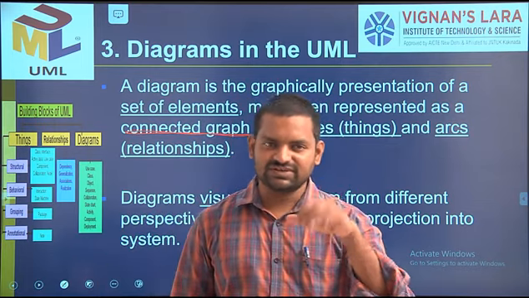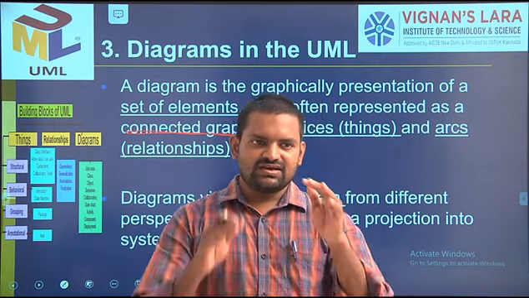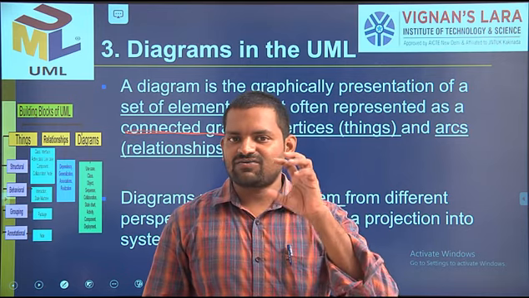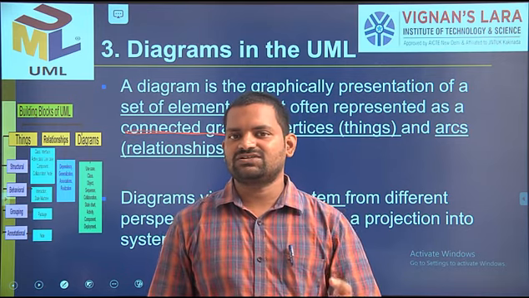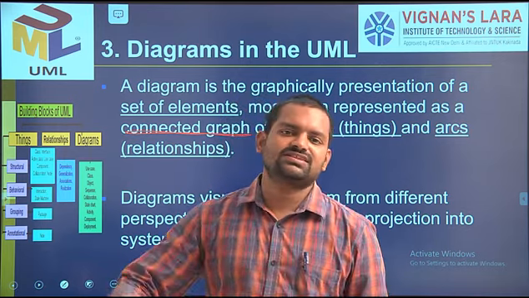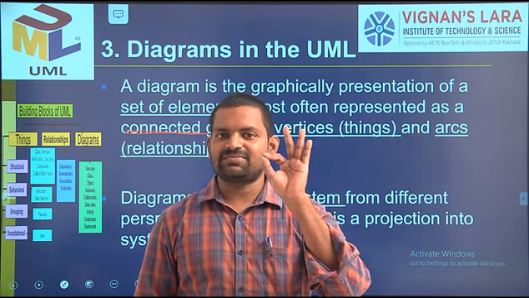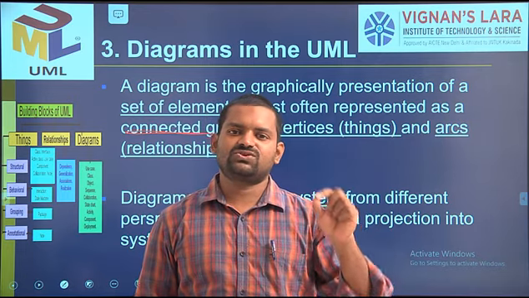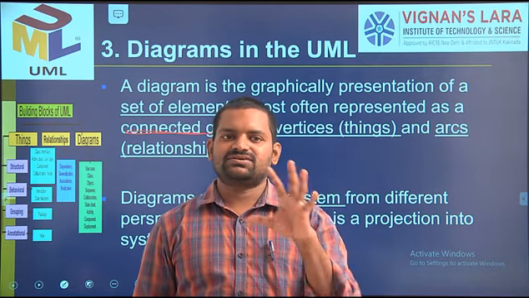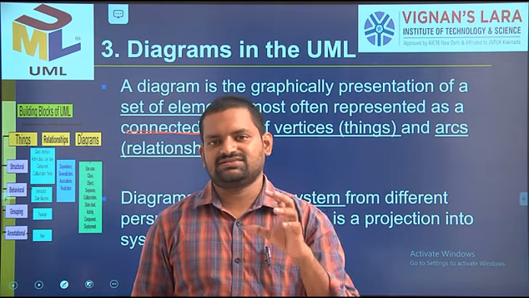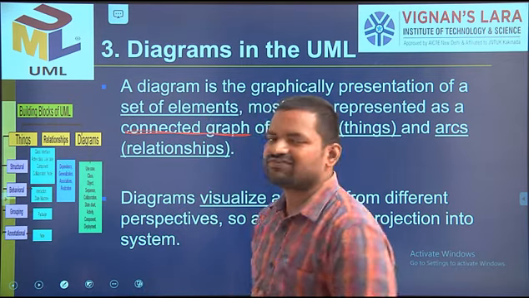Diagrammatical representation gives us an overview of a particular system. In diagrammatical representation, we have some arcs, which are nothing but relationships, and a set of elements, which are nothing but things. Simply put, a diagram represents a particular system which has arcs, like relationships, and things, which we simply call a set of elements.